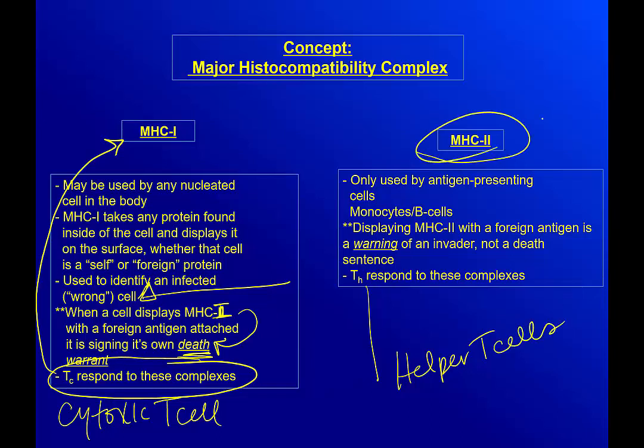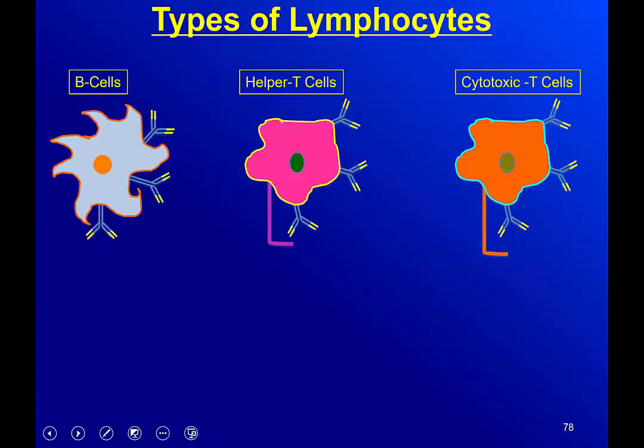MHC2 is used by antigen-presenting cells, monocytes and B cells being examples. Displaying MHC2 with foreign antigen is a warning. It's the person holding the wanted poster. It's not a death sentence for that cell. That cell isn't infected with anything. It just found something and wants to show you. Who responds to MHC2? The helper T cell does. It's the one that complexes with it. So that's going to be the history of that, okay? Now we're going to talk about the individual types of cells in the next 3 lectures.